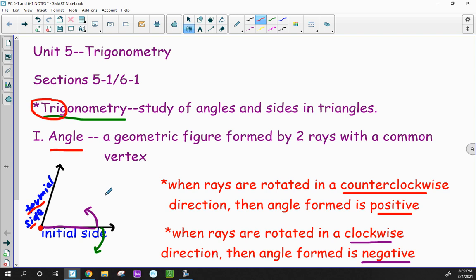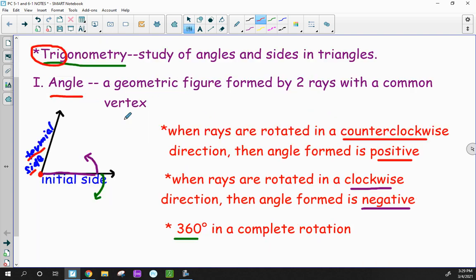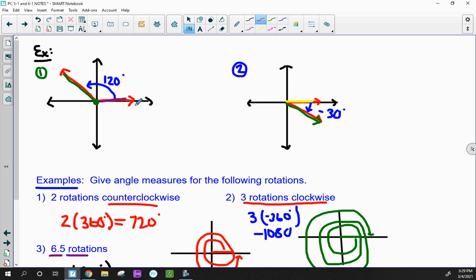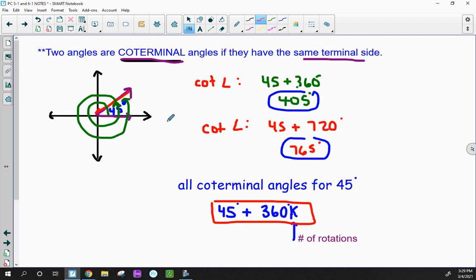Alright, so far we've looked at the word trigonometry, study of angles and sides and triangles. We've looked at an angle, the difference between initial side and terminal side. Moving or opening up the angle in different directions creates different answers. If it's counterclockwise, it'll be a positive. If it's a clockwise motion, the angle will always be a negative answer. And just remember there's 360 degrees in one circle rotation. And then we've looked at the word coterminal, and again that means they have the same terminal side.